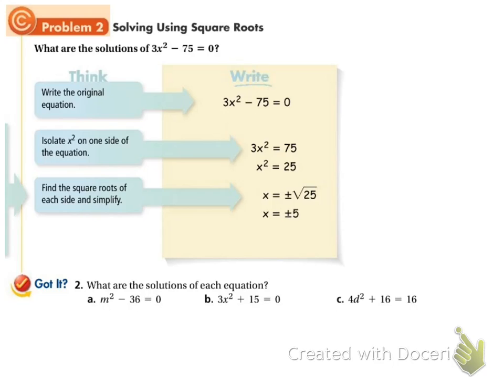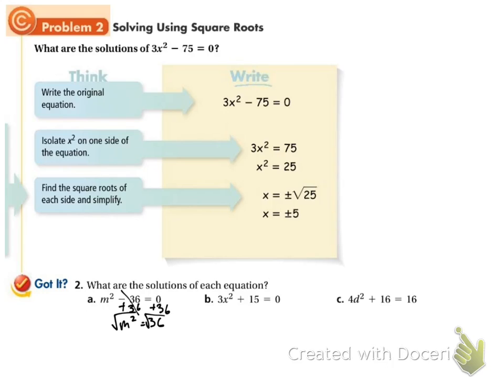So, in this case, I don't want it equal to 0. I'm trying to get m squared alone, so I need to get rid of this -36. So I'm going to add 36 to both sides. So I get m squared equals 36. The opposite of squaring, or what undoes squaring, is the square root. So I'm going to take the square root of both sides.